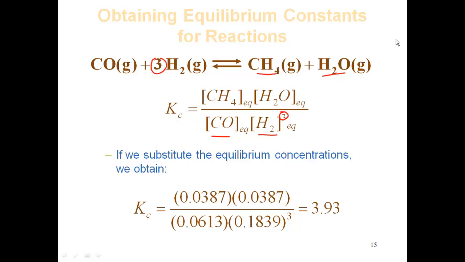Notice I don't have the units there because K is unitless. As long as I plug in molarities, I don't have to worry about units. I do the math, and I get 3.93 as the K. So the ratio of products to reactants is 3.93. That is the K at this temperature for this reaction. Now make sure that you know how to do the math with expressions that go to the third power or the fourth power. So make sure you know how to use your calculator to do this kind of math to get to your final answer.